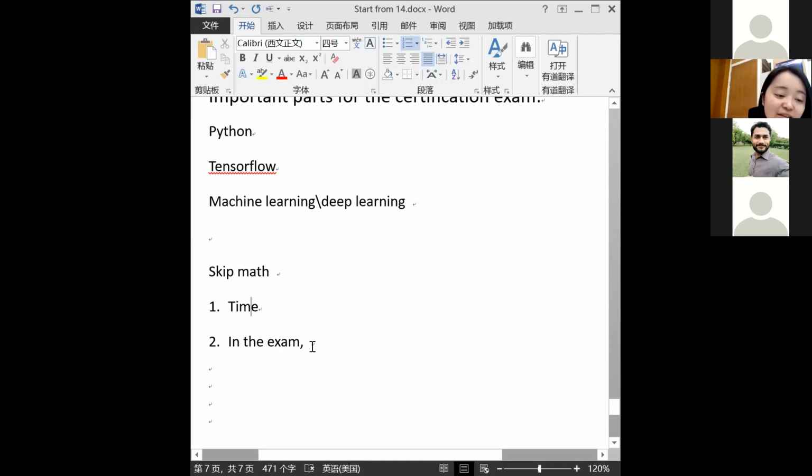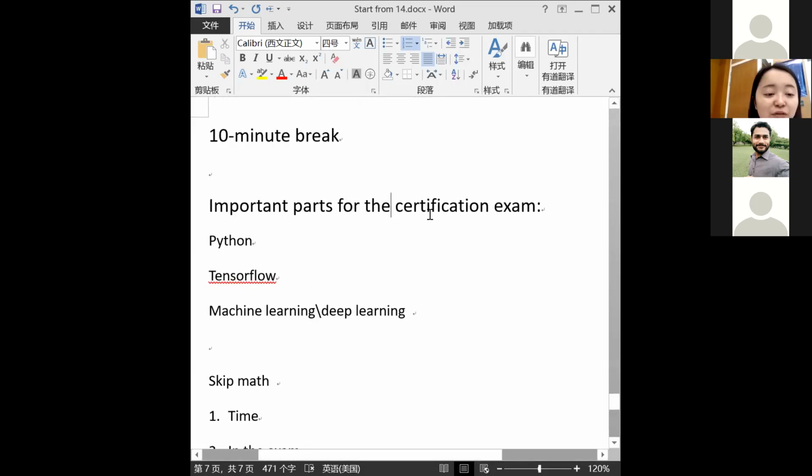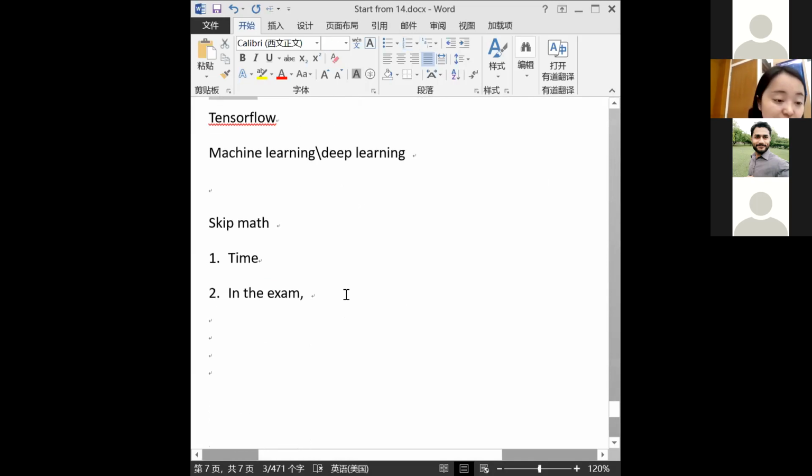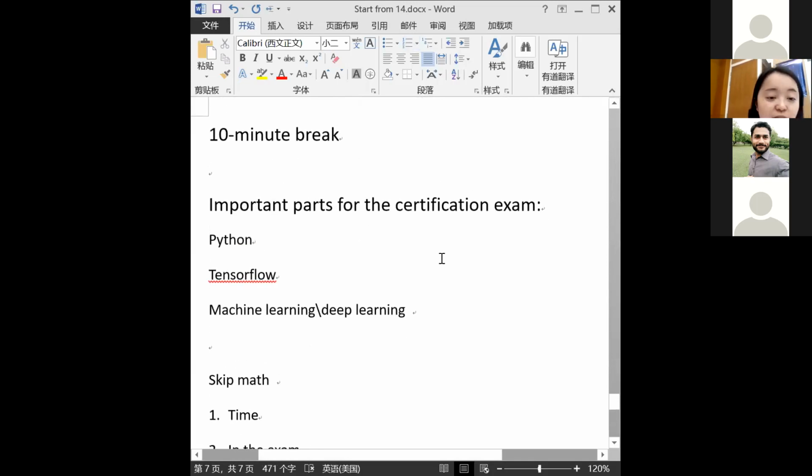The time is limited, and in the exam there are just a few questions. Also for this math chapter, you need to focus on the quiz after the chapter. At the end of the slides, every chapter you will see some questions, and you need to be careful about these questions. They will be very similar to the questions from the certification exam. So the key part for the certification exam is these 3 parts.